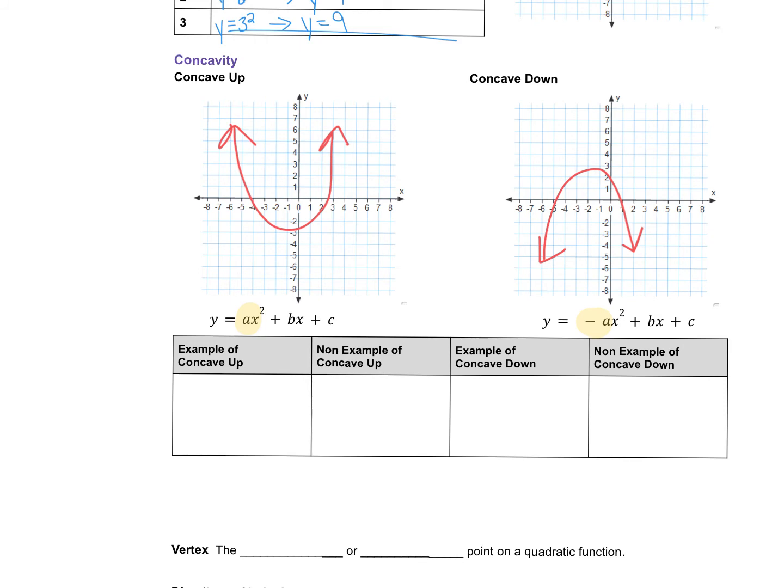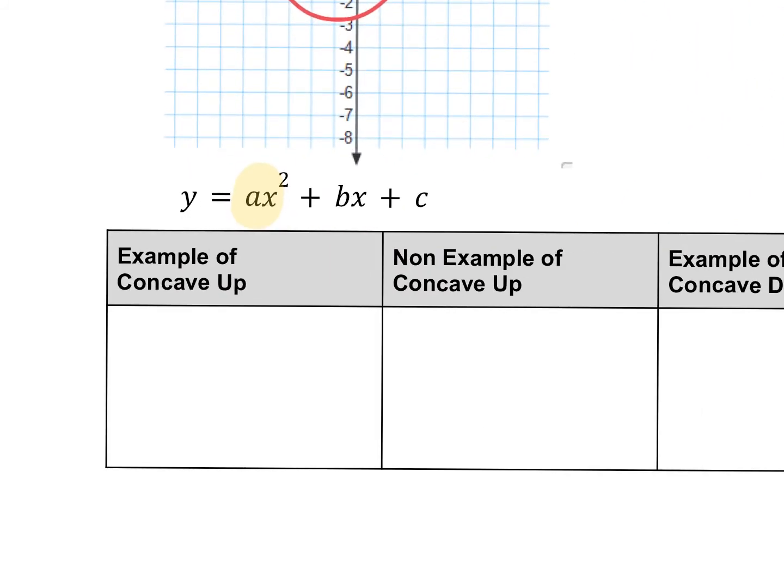So an example of concave up, we already kind of know the picture. It's going to be going arms up, arrows up. Now an example of seeing this in an equation might be y equals 2x to the second plus 4. Again, it's a quadratic function, and the number attached to the x squared is positive.